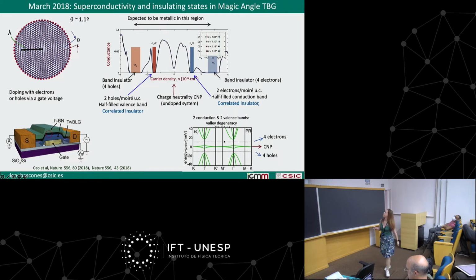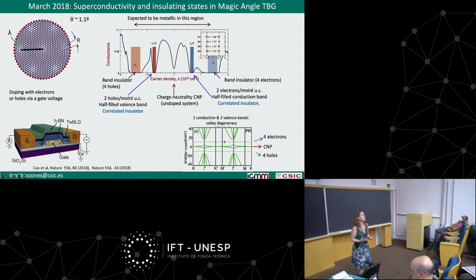We have a Dirac point. But what was unexpected is that if you see here, we have put 2 electrons, or here 2 holes. We would expect here that the Fermi level, when we do that, is in the middle of our bands, whether the conduction or the valence band. So this means that we would be expecting a metal. And what he found is that he had an insulator, so the conductance went to 0.